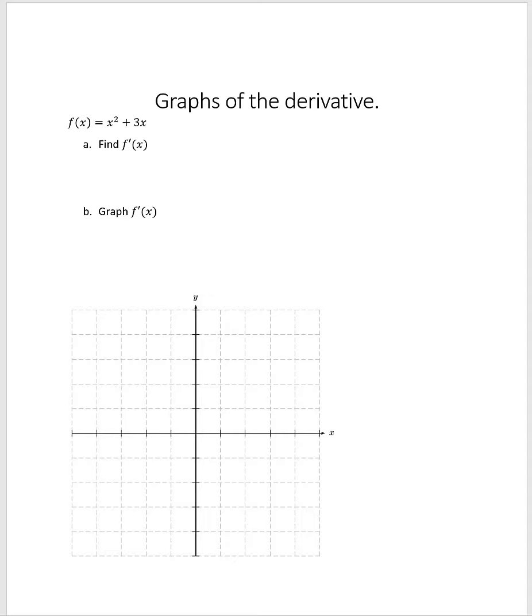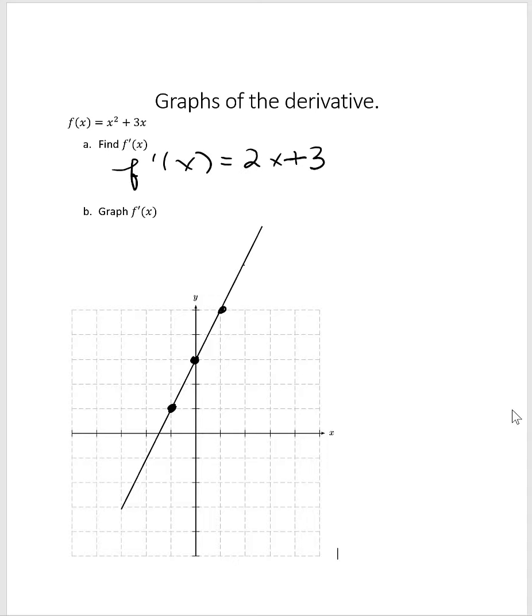So f prime of x will be 2x plus 3. And then we're going to graph that. Well, 2x plus 3 isn't too bad. It's just a line. So we go up 1, 2, 3. And then we have a slope 2 over 1. I could go the other way just so we have more than one point and we can graph it. All right, so here's the graph of the derivative.